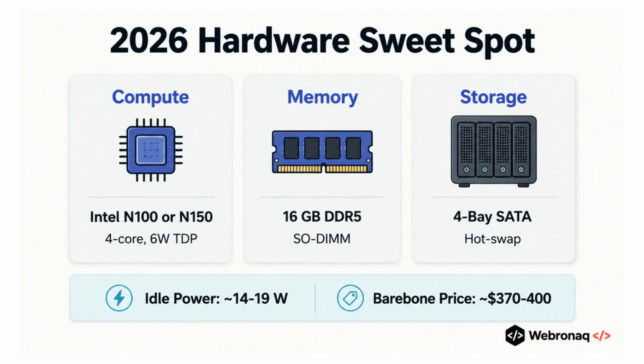The power story is excellent. Measured at the wall with all 4 drives spinning, these systems idle around 14 to 19 watts total. That is less than a light bulb, running 24 hours a day, 7 days a week. This platform beats a comparable Synology unit on price and gives you complete software freedom. Up next, which operating system do you actually put on it?